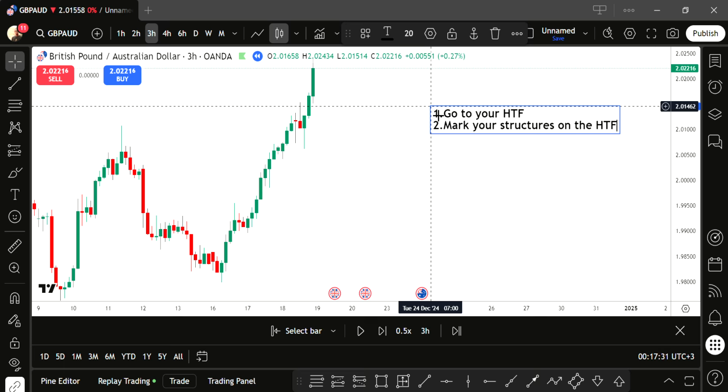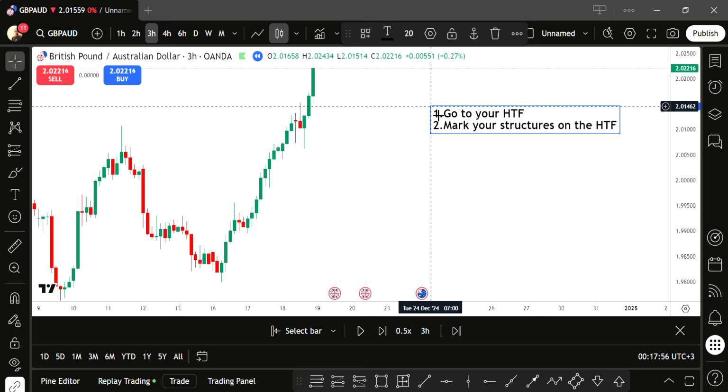It is going to help you know where the market is, where it is going, and where it has emanated from. The moment you're able to mark out your structures, you're able to know where your market is, where it is going, and where it is coming from. That is going to give you a clue on what to do next, depending on what is on the high time frame. And what are the structures you want to mark out?